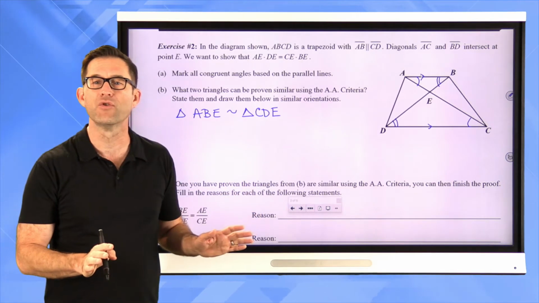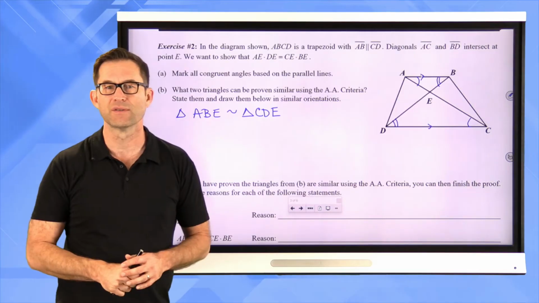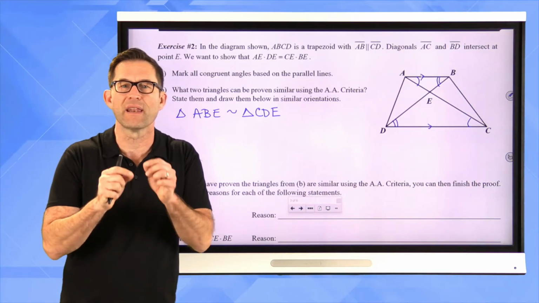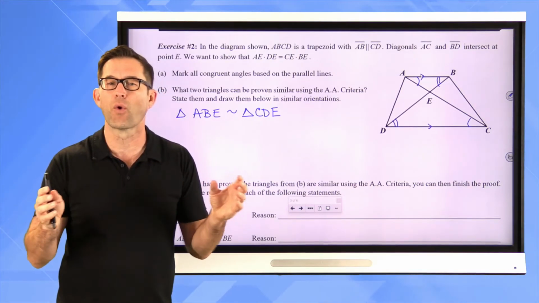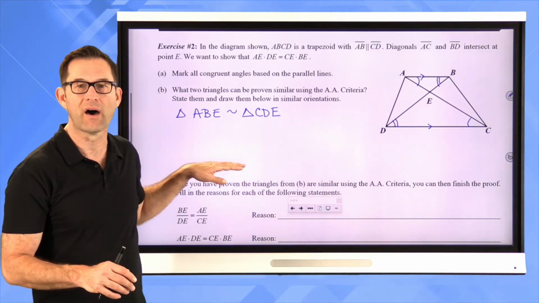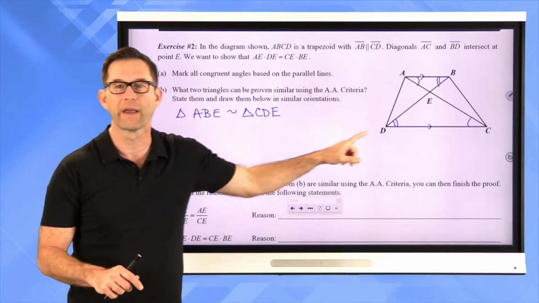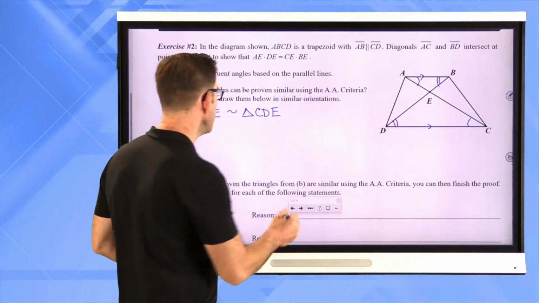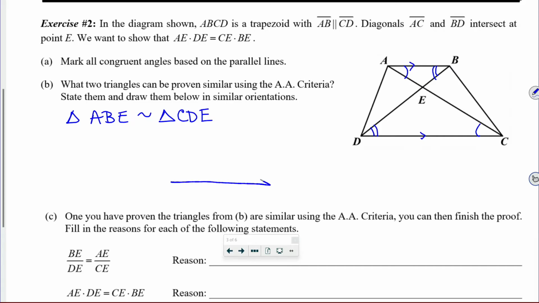I now want to draw the two in equivalent orientations. And that's just helpful because it helps me then see the sides that correspond to each other. Now, I like a triangle to be sitting on a horizontal side. So I think I'm going to draw triangle CDE exactly the way it is. I'm going to draw this one out like this with D here, C here, E here. And I'm going to mark these angles again because it's going to be helpful for me when I draw ABE.